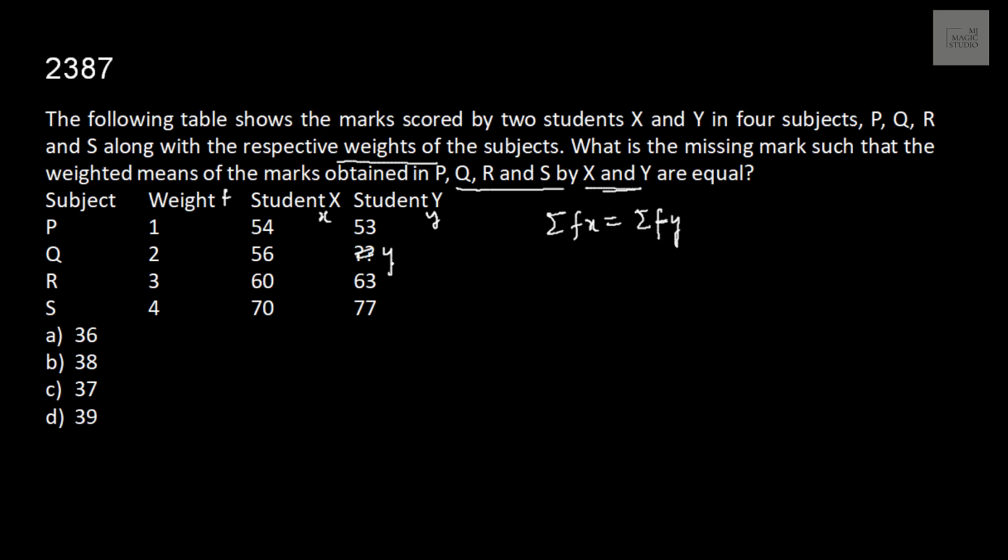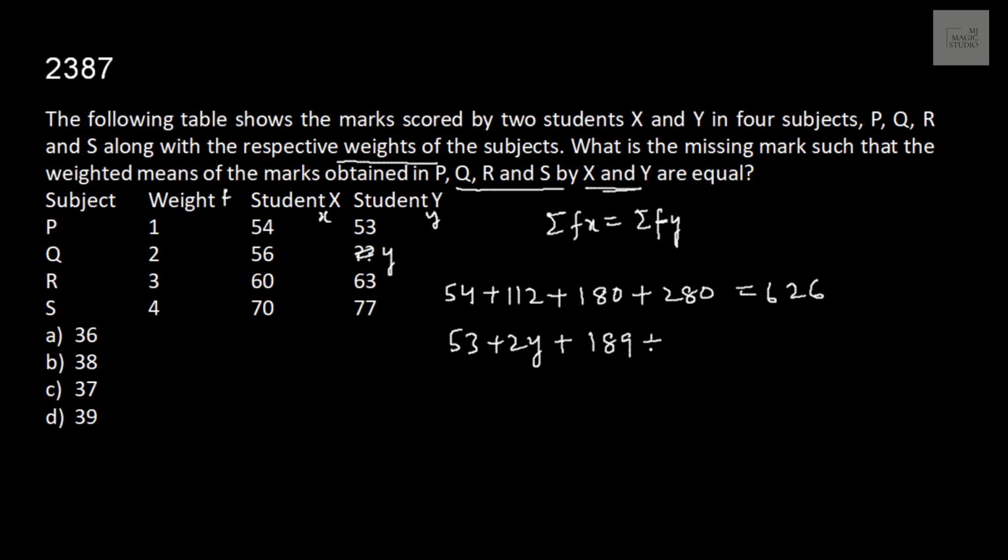Suppose the missing mark is simply Y. Then 54 into 1 is 54, plus 56 into 2 is 112, 60 into 3 is 180, plus 70 into 4 is 280. That accounts to 626. This is for X, summation Fx. For summation Fy, 53 into 1 plus 2y plus 63 into 3 is 189, 77 into 4 is 308.